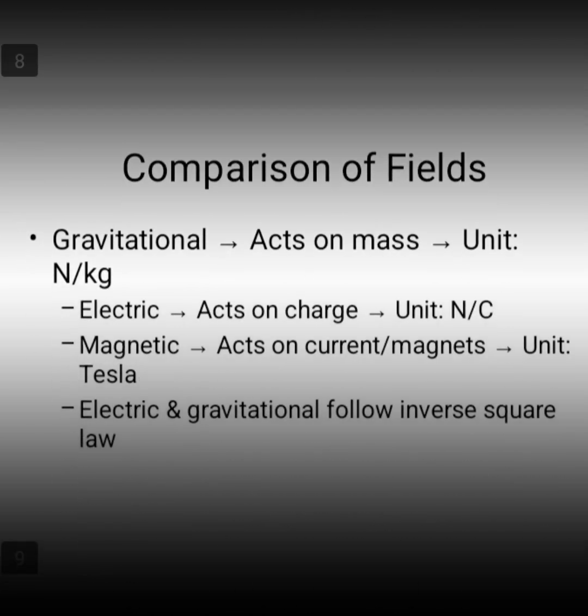More of this, we can now compare the fields, where the gravitational field acts on mass, which has unit Newton per kilogram. We have the electric, it acts on charges, Newton per coulomb. We have the magnetic field, it acts on what? Current or magnet. Its unit is Tesla. Electric and gravitational follow inverse square law, which at the bottom we now have what? A square, which is the distance apart.